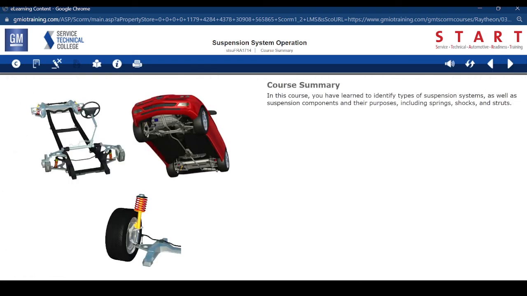Congratulations, you have successfully completed the Suspension System Operation course. In this course, you have learned to identify types of suspension systems, as well as suspension components and their purposes, including springs, shocks, and struts.